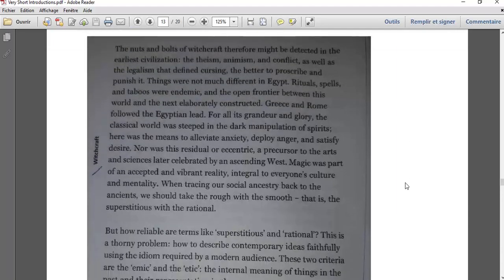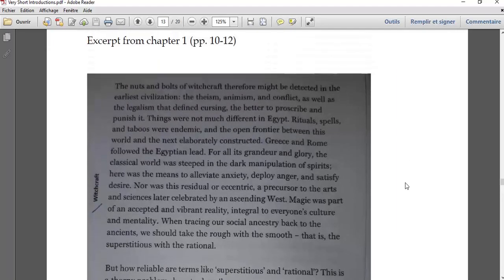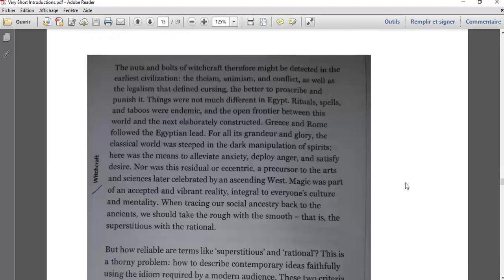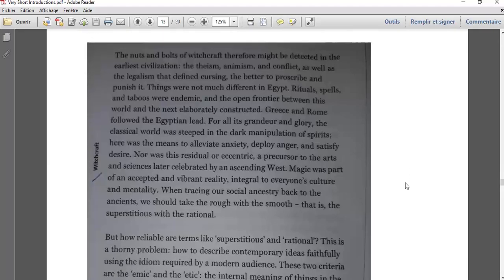So this is an excerpt from chapter 1, the first chapter in the essay, in the reference book. And chapter 1 is entitled Fear. So it is about the general notion of how witches have been known to induce fear in societies.